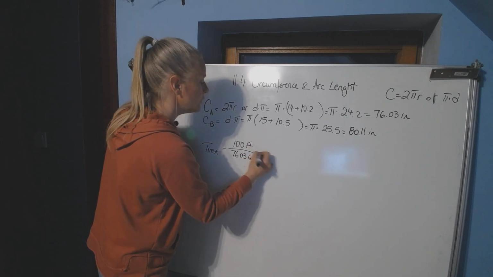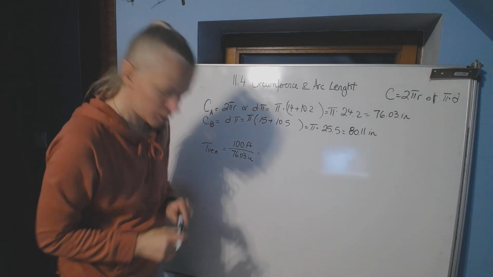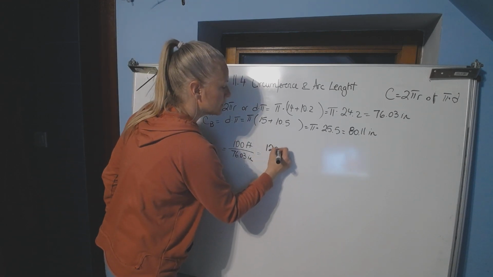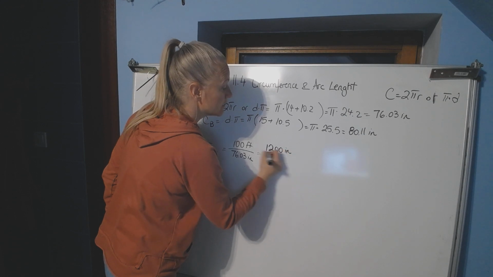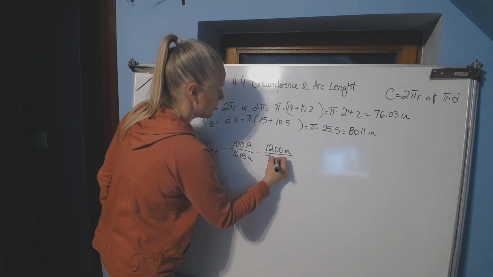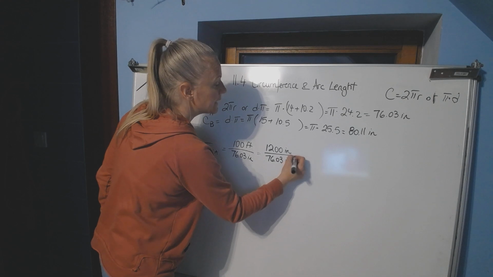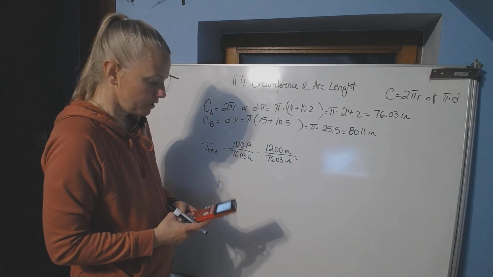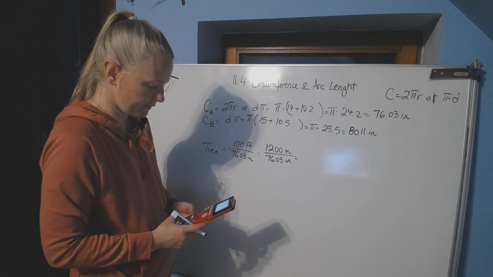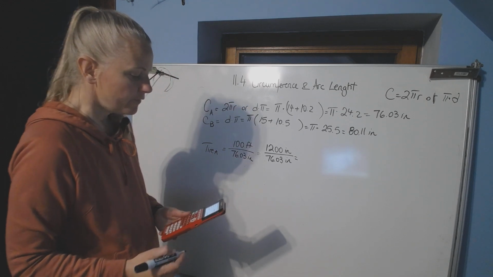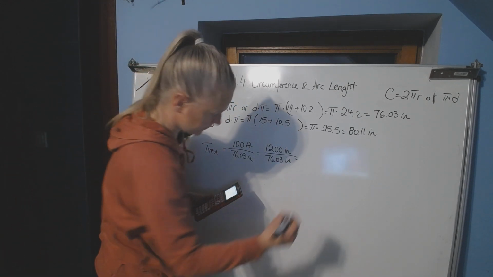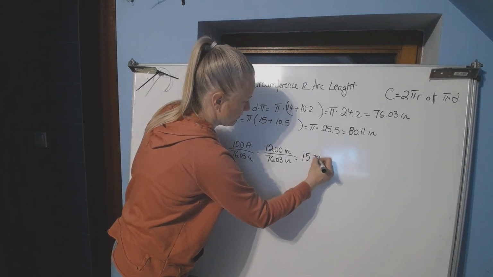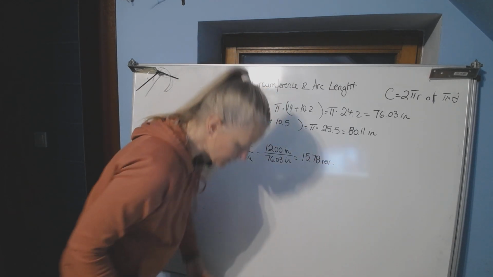Well, 100 feet, there's 12 inches in a foot, correct? Yes. So that becomes 1,200 inches divided by 76.03 inches. I can now go ahead and do that division because I have the exact same measurement. 1,200 divided by 76.03 is 15.78 revolutions.